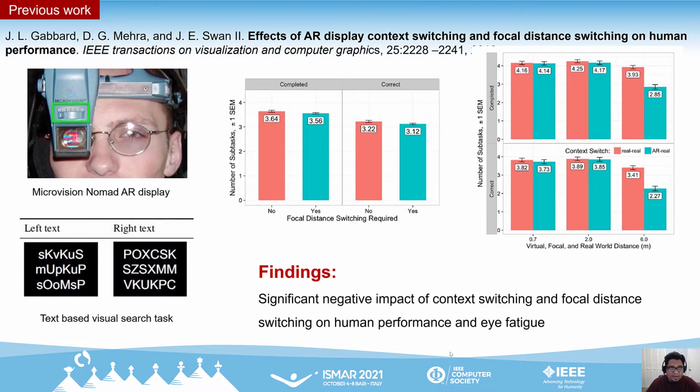In 2018, Gabbard, Meyer, and Swan investigated the effect of AR display context switching and focal distance switching on human performance using a Microvision Nomad AR display and a text-based visual search task. They found a significant negative impact of context switching and focal distance switching on human performance and eye fatigue. However, this research has certain limitations, and one of the major concerns is that their experimental findings may be related to their experimental display.